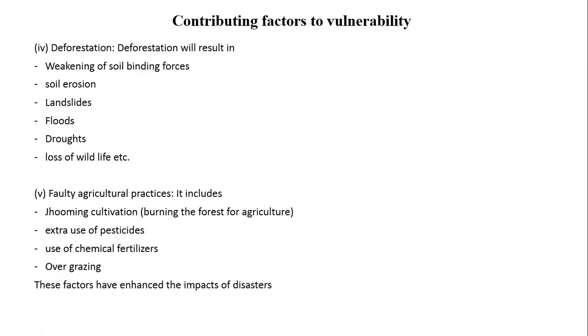Fourth is deforestation. Deforestation will result in weakening of soil binding force, soil erosion, landslides, floods, droughts, loss of wildlife, etc. Fifth is faulty agriculture practices. It includes jhum cultivation, like burning the forest for agriculture, excess use of pesticides, use of chemical fertilizers, overgrazing. These factors have enhanced the impacts of disasters.